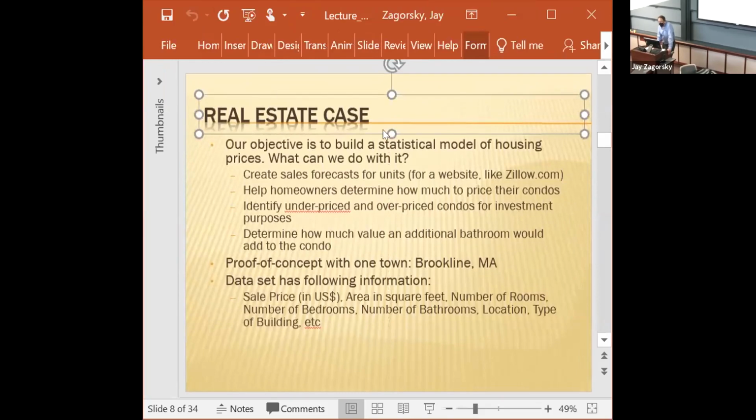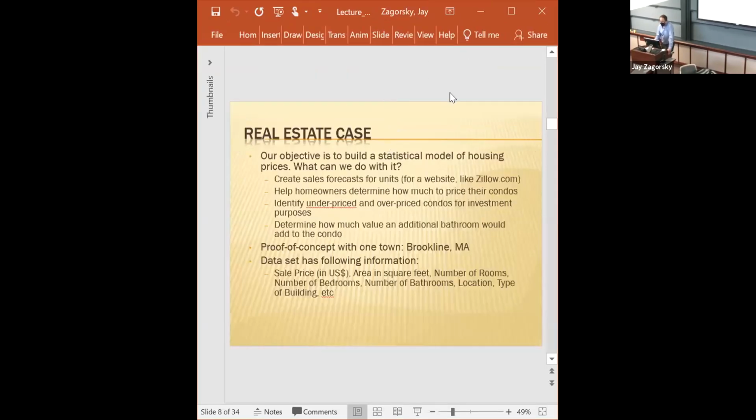Okay. So what we're going to do is look at real estate. And once again, I'm sorry that this is not super matched up with exactly what you're going to do. We're going to look at one town, Brookline. I have all the data for Boston.